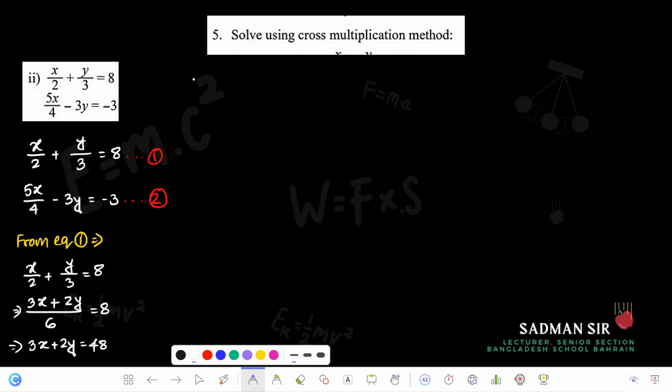And apply the cross multiplication method. We know that the right hand side must be 0. Our equation will become: we got the first equation from the first equation that is given, and from the second one we will develop another equation. Equation 2.